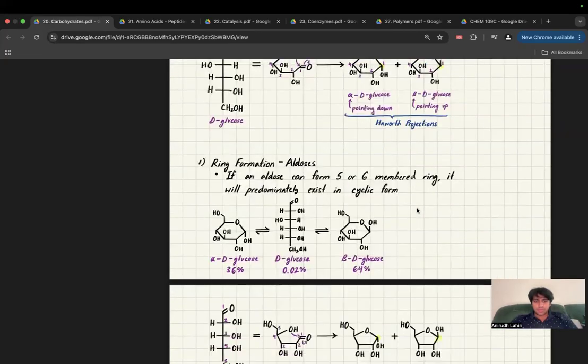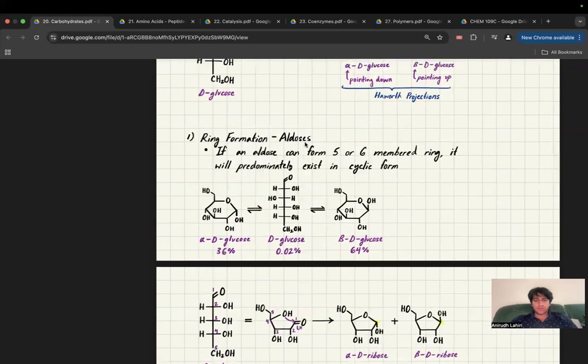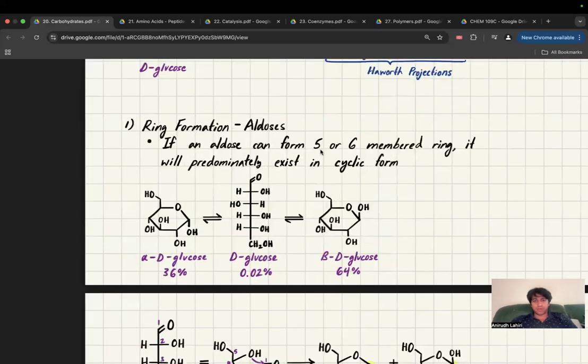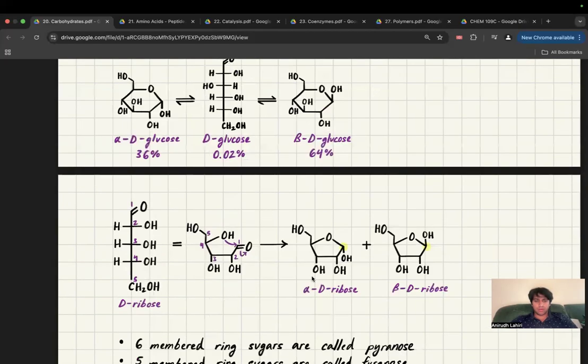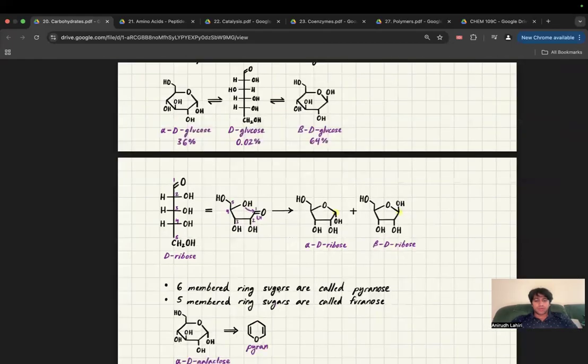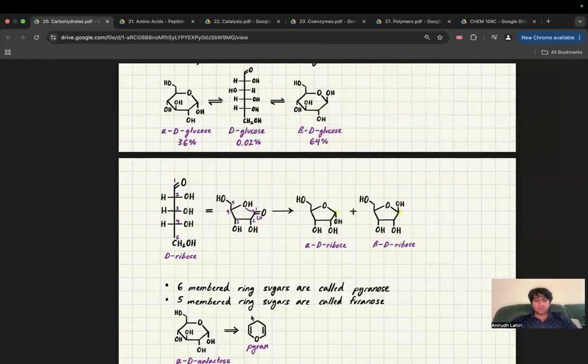Okay, cool. Ring formation of aldoses. If an aldose can form a five or six membered ring, it will predominantly exist in the cyclic form, right? So in reality, this open chain form has 0.02% in equilibrium, 64%, 36%, alpha versus beta structures. And we'll go through more specifically why we have 36% in the alpha conformation and 64% in beta conformation later on. Okay. Six-membered rings are called pyranose.